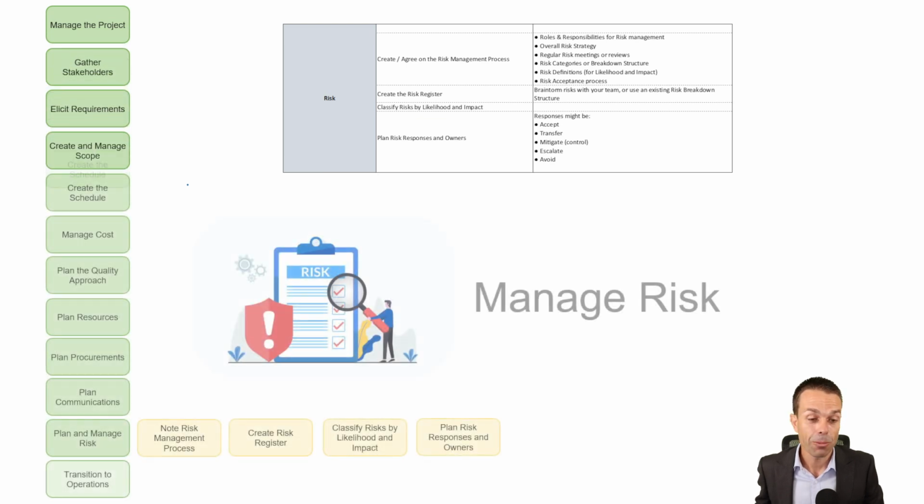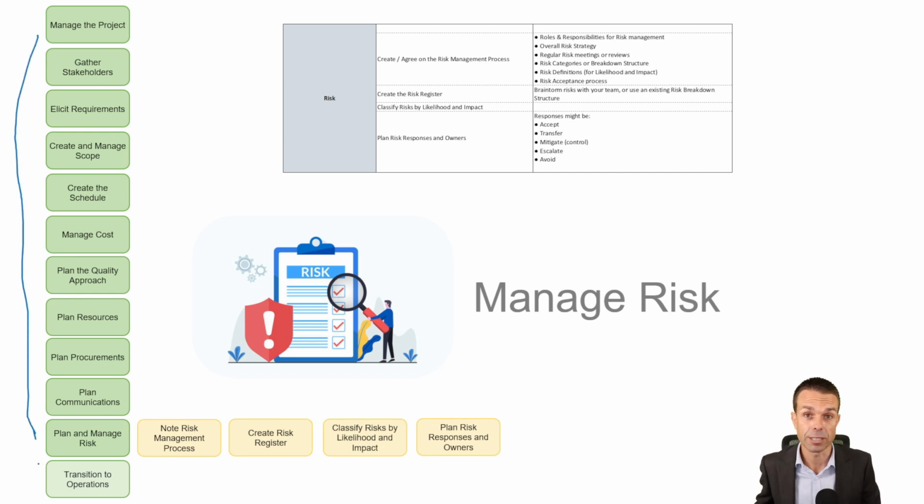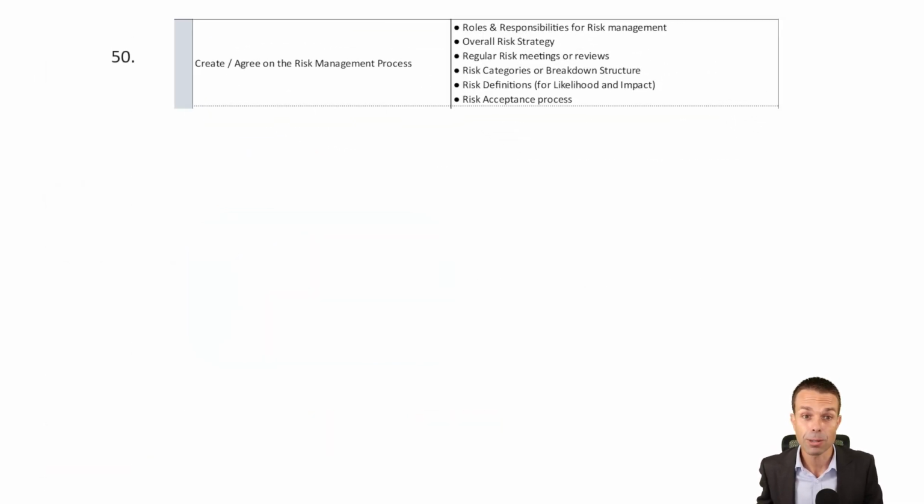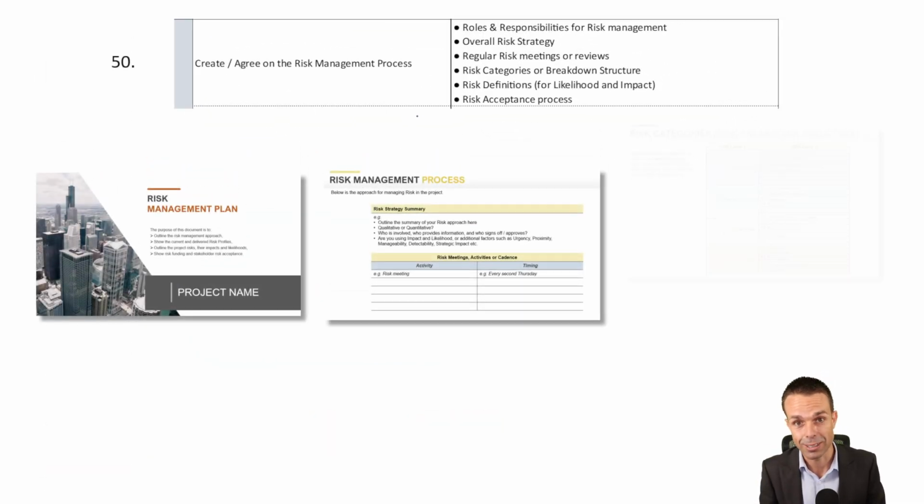Now we're getting to the end and we've just got risk and operations. So this is really, really good. Risk is all the way through our project from start to finish. We always need to be aware of risk, so we're sort of doing this all the time. But the first thing we need to do is create our risk management process, of course.